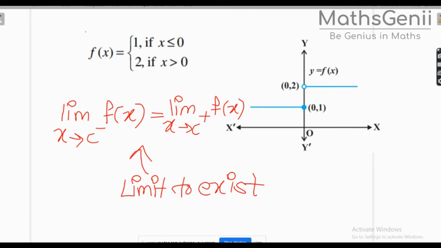Now, limit exists in this situation. So now clearly for x less than 0, the limit value is 1. For x greater than 0, that is the plus sign, the value is 2. So clearly, forget continuity, even limit is not existing here. So let me take you to another example.